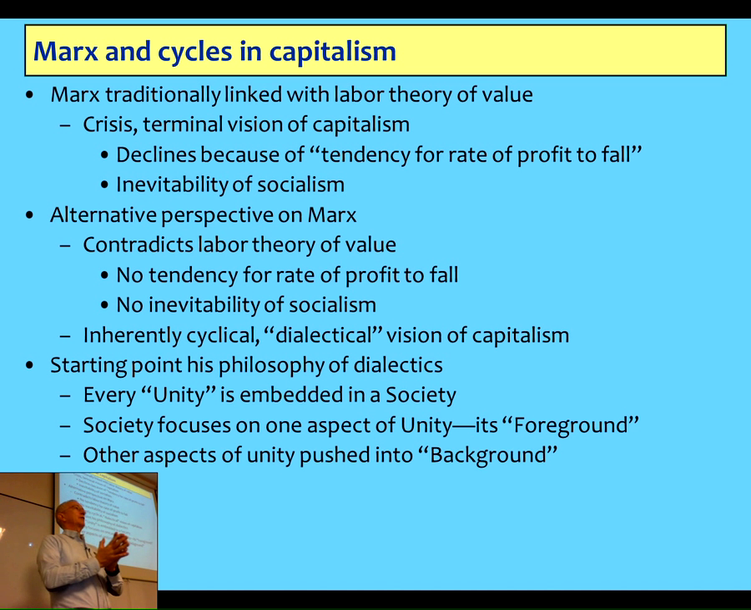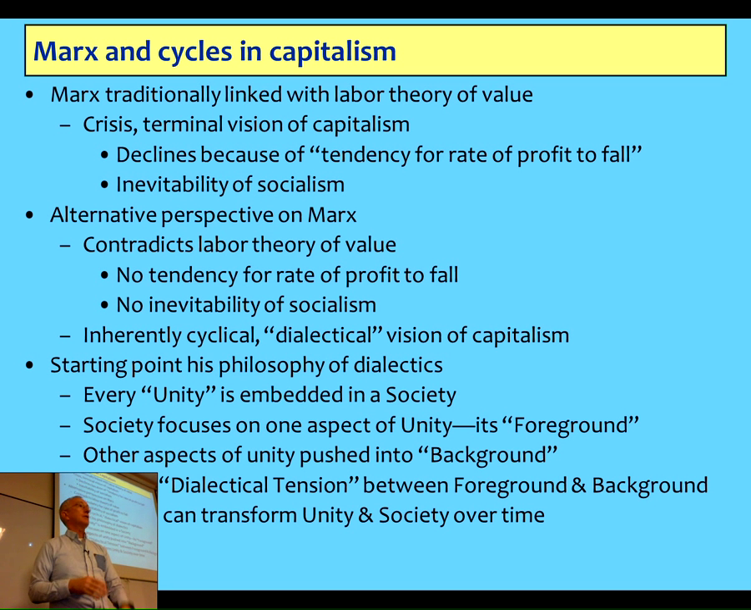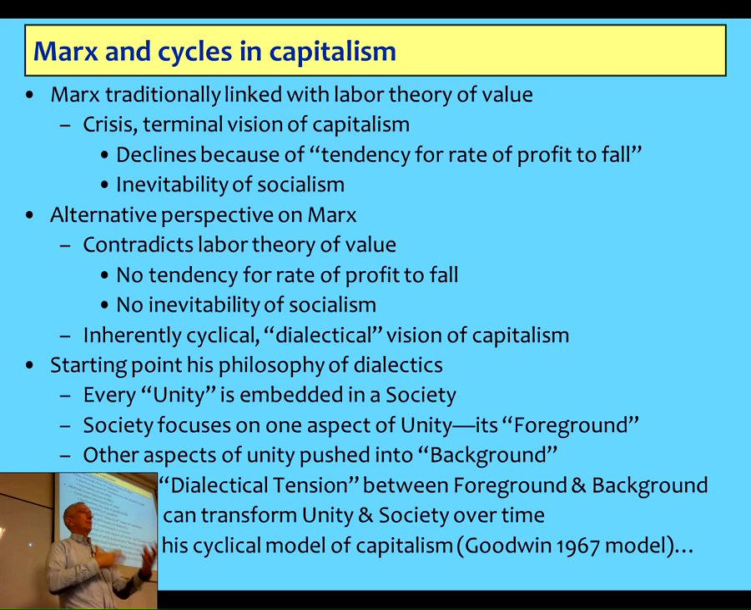So capitalism worries less about what you do for relaxation and more about what you do for a living. So there's a tension between the foreground and the background. And that dialectical tension can cause change over time. You might decide to drop out of capitalism, become a hippie. You might decide to become a top capitalist and buy the hippies. But change occurs. So unity, foreground, background, and tension. They are the essential ideas that Marx has. And that's the basis of his cyclical model of capitalism that Goodwin later turned into a mathematical model.